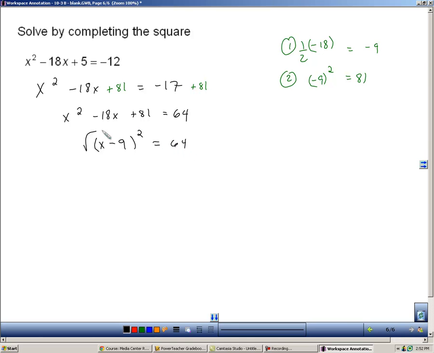I like 64 because it's a perfect square, so when I take a square root, it won't be a negative, or it won't be a decimal. It'll be a plus and minus 8. Adding 9 to both sides, so you get x equals 9 plus or minus 8. Two solutions: 9 minus 8 is 1, 9 plus 8 is 17.